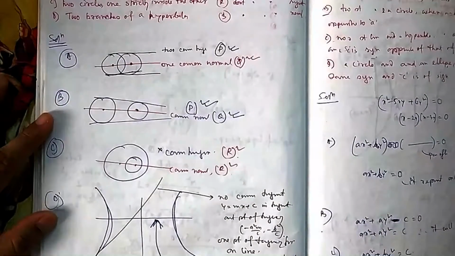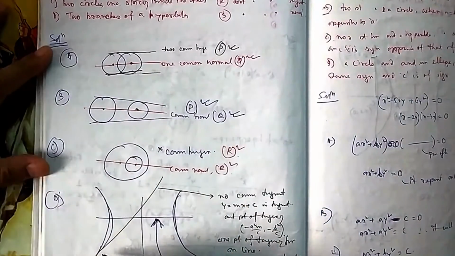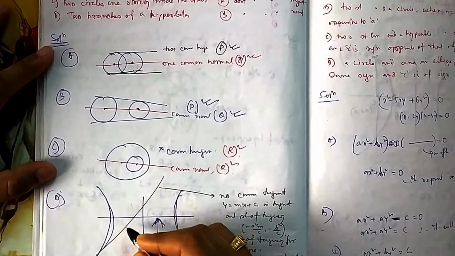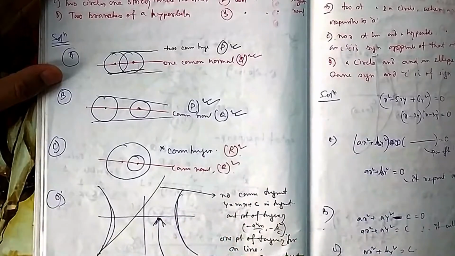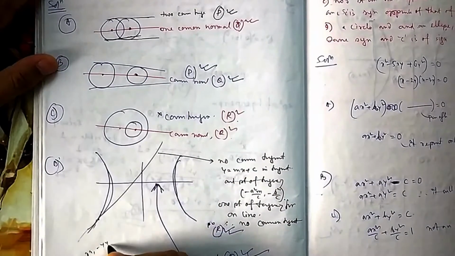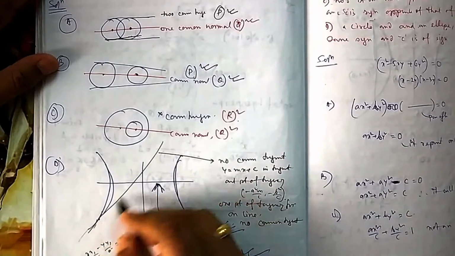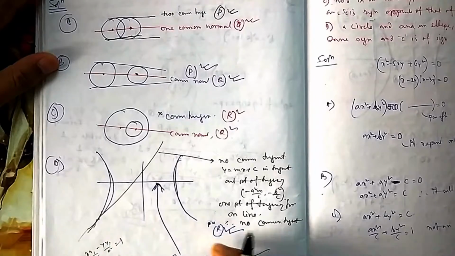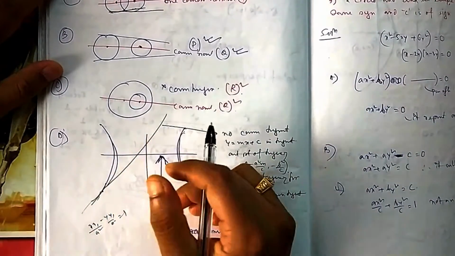Now two branches of a hyperbola: if you see two branches, there is no common tangent of these branches. The tangents are only at one point. Otherwise there would have been a formula. Suppose at one point, what is the formula for the tangent? xx1 by a square minus yy1 by b square equal to 1. So that could have been tangent at another point also. So there should be another point concept in the theory. But as we have not discussed that, that means that is not a question of hyperbola.